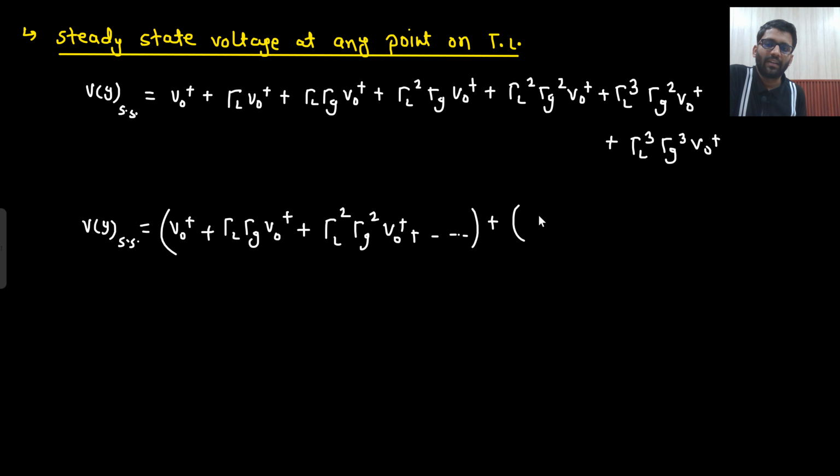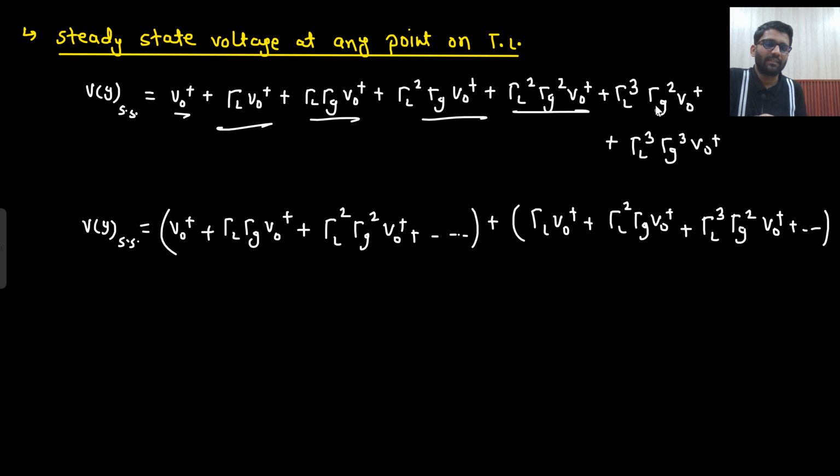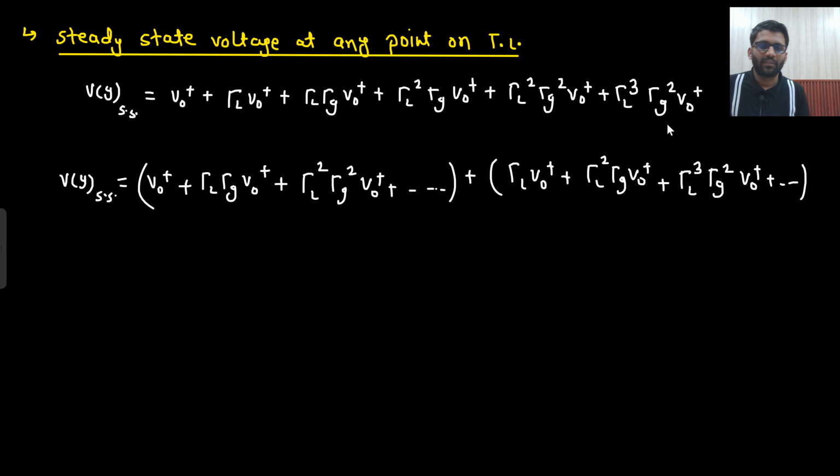And what else I am taking aside, that gamma L V naught plus, then gamma L square gamma G V naught plus, then gamma L cube gamma G square V naught plus, and then in that manner. What I am doing, this and this and this I wrote aside, and then this and this I wrote aside. Forget about the last one, forget about this expression. So more things will be certainly there, but we are not writing down all the steps. So here I can put a plus and dot dot dot. More things will be there.